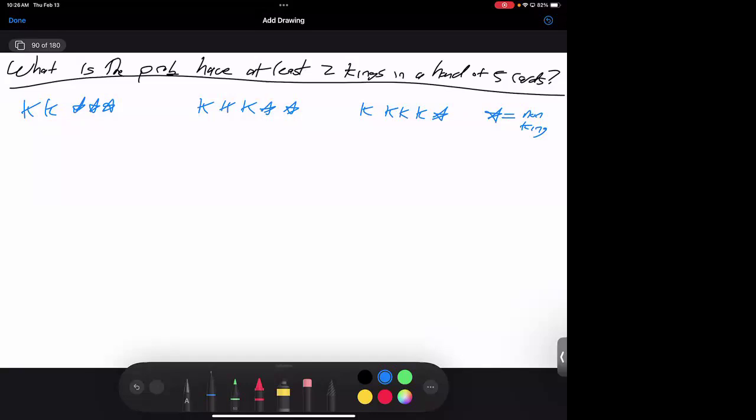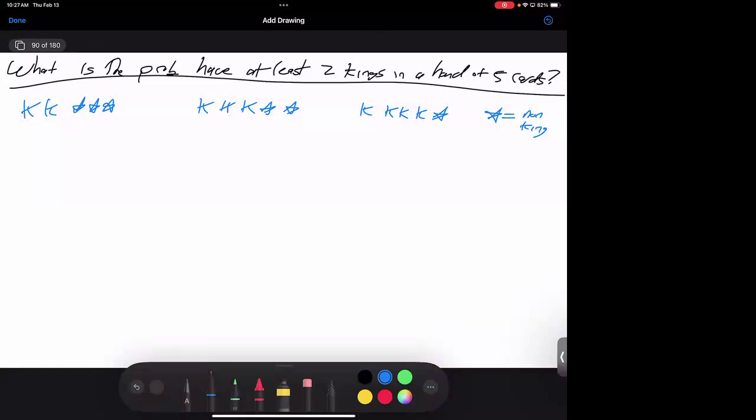Is it possible if I have 3 kings that I also have 2 kings? What's the probability I have 2 kings if I have a hand with 3 kings? 100%, right? It's happening. Is it possible I could have 3 kings if I have 2 kings? No. Is it possible that I could have 3 kings if I tell you my hand has 2 kings? Yes. And so I've got to be very careful.